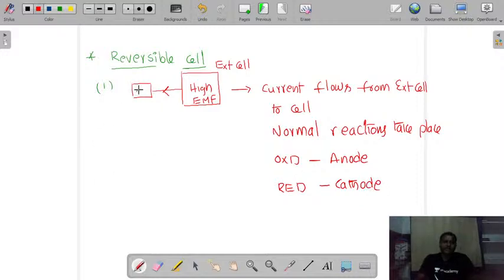To act as a reversible cell, a galvanic cell must satisfy three conditions. First condition: if it is connected to an external source of high EMF, then current flows from the external cell to the galvanic cell. Normal reactions take place at the respective electrodes. Oxidation takes place at anode, reduction takes place at cathode.